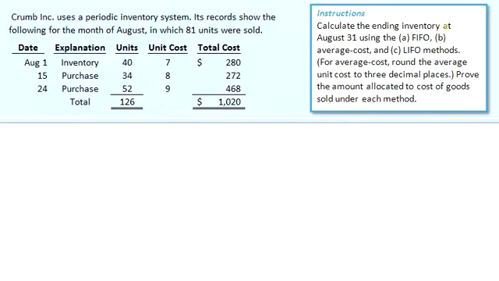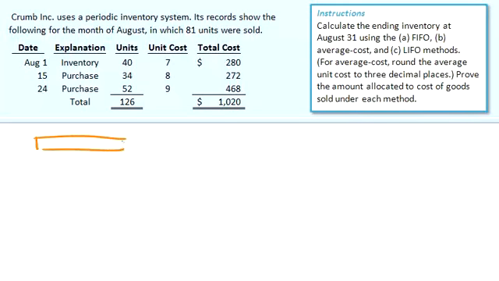Our instructions are to calculate the ending inventory at August 31st using the FIFO method, the average cost method, and the LIFO method. For average cost, we'll round the average unit cost to 3 decimal places, and we should be able to prove that the amount allocated to cost of goods sold is correct under each method. So let's see what these transactions look like.